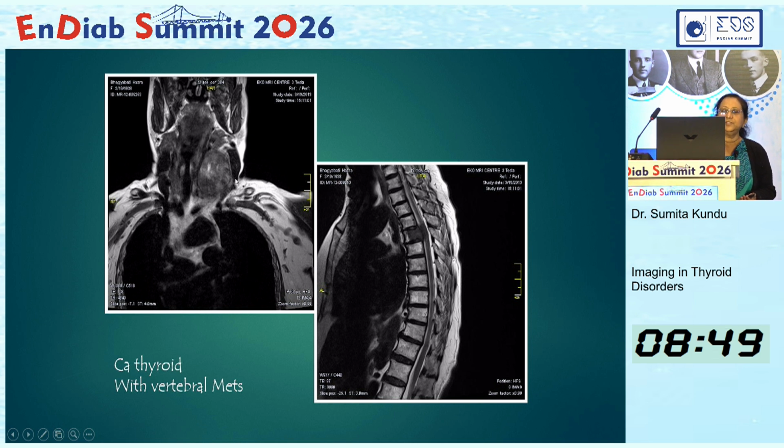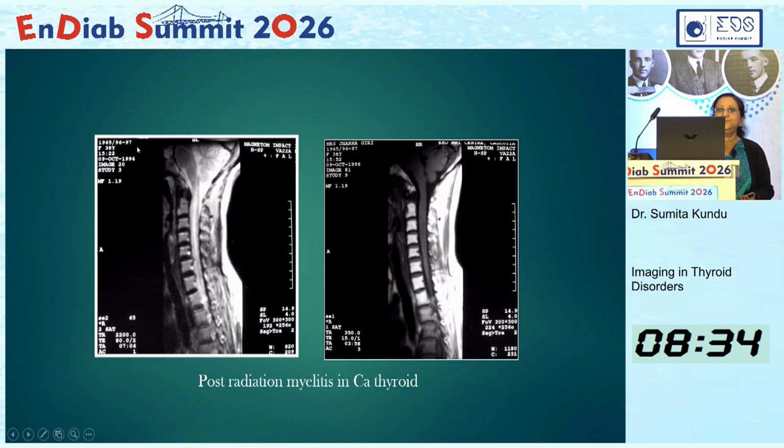This was a patient with a known carcinoma thyroid, and patient had come for a pain in the back. What we find here is a metastatic lesion in the dorsal vertebra causing compression on the cord. This is a very old slide. If you see the date, it is 1996.